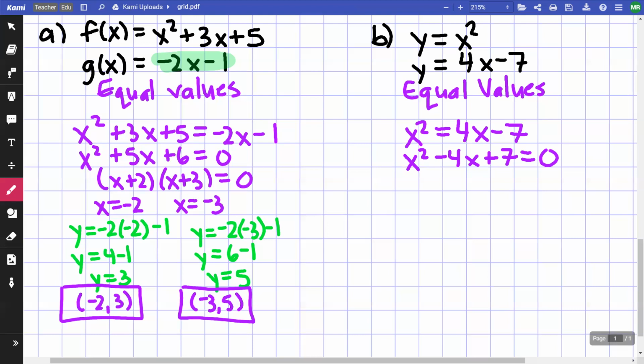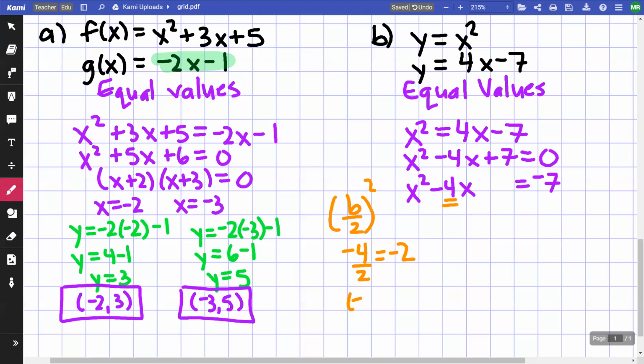Okay. So for this one, I'm going to complete the square. x squared minus 4x. I'm actually going to take that negative 7 back to the other side. I am going to take half of my b and then square it. So my b is that negative 4. If I take half of negative 4, I get negative 2. If I square negative 2, I get 4. That's what I would add to both sides to complete that square.